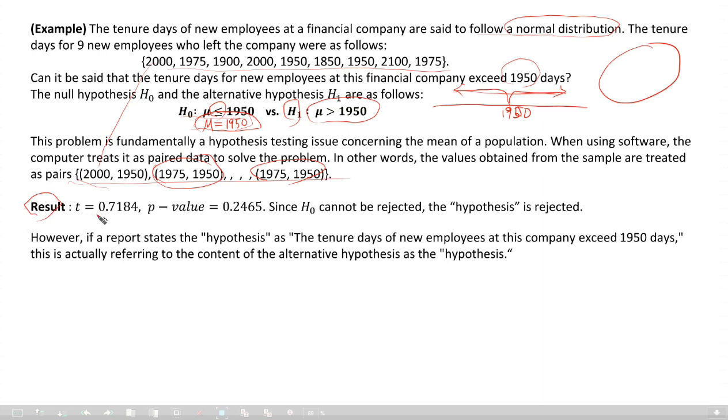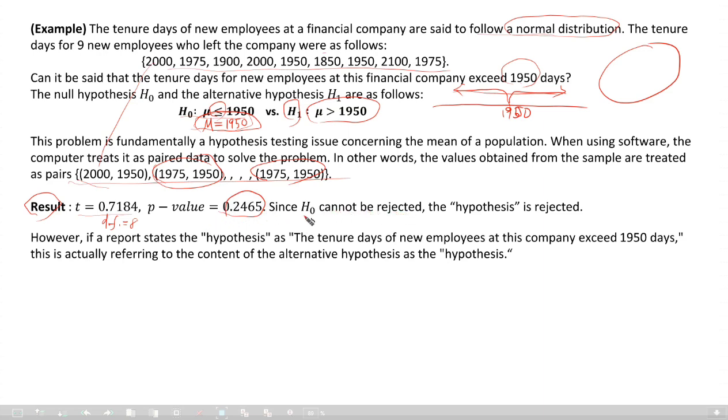The t-value will be 0.7184, a small t-value. What are the degrees of freedom? Degrees of freedom here is what? 8, right? 9 samples. Sample size 9, so n minus 1, which is 8. The p-value is 0.2465, 24%. Since then, H0 cannot be rejected.